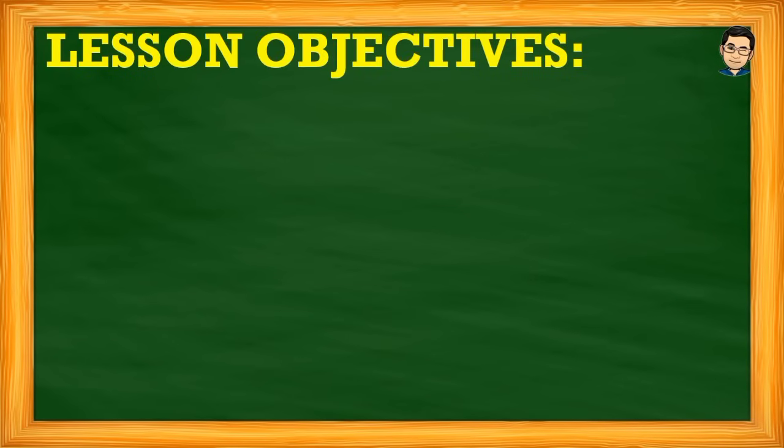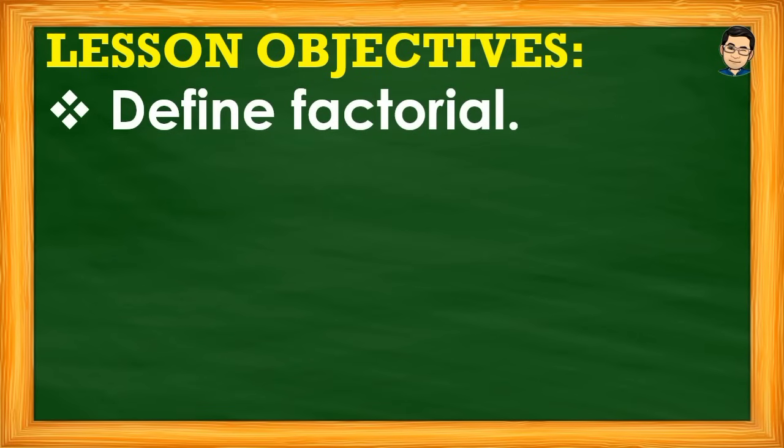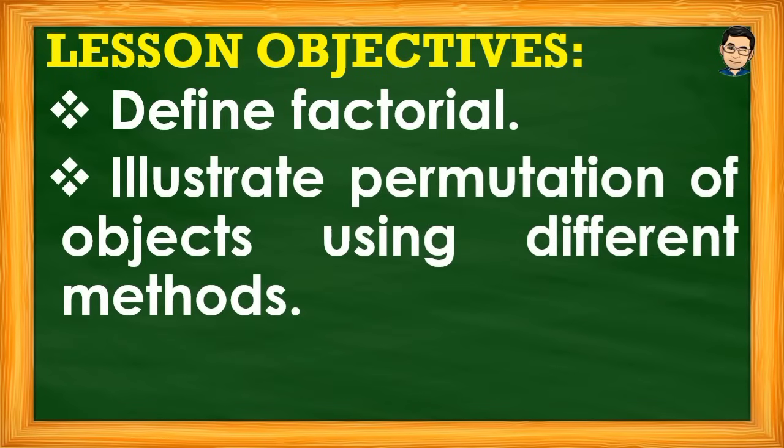So for the lesson objectives, we will define factorial. And then we will illustrate permutation of objects using different methods.